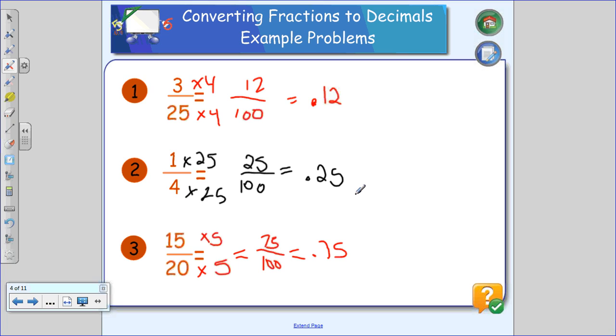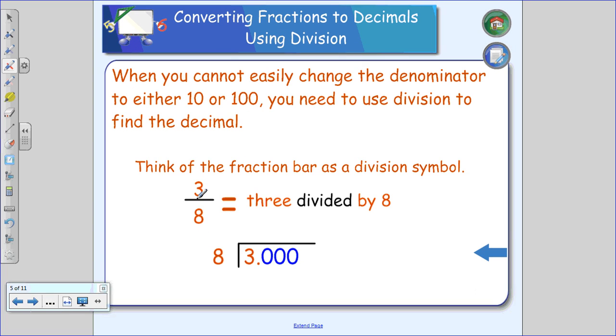Now, not every fraction has a denominator that can be multiplied to get 100. Sometimes, like if I have 3/8, there's nothing I can multiply 8 by in order to get 100 or a 10. In that case, we have to divide. So just like when we were talking about dividing numbers, this top number goes in the coffin and the bottom number goes on the outside. And right away I can see that my 3 is smaller than my 8. And I'm going to need some zeros. So I put a decimal point, add some zeros. I'm going to go ahead and put my decimal point on top. So we want to do that first. We don't want to lose where that is.